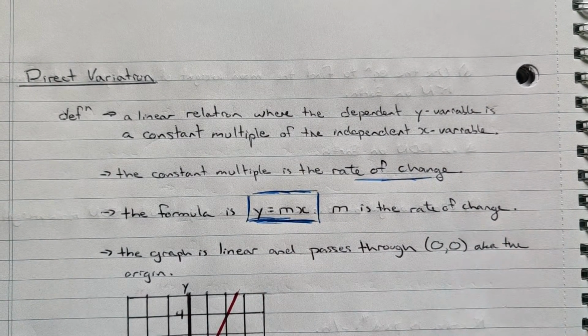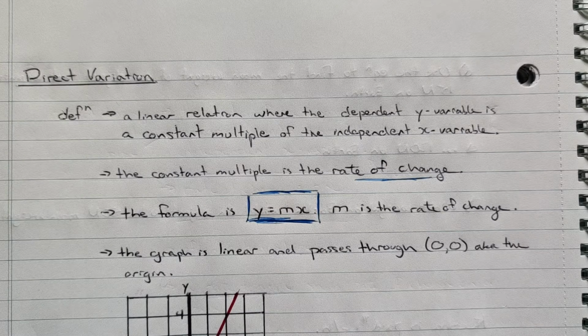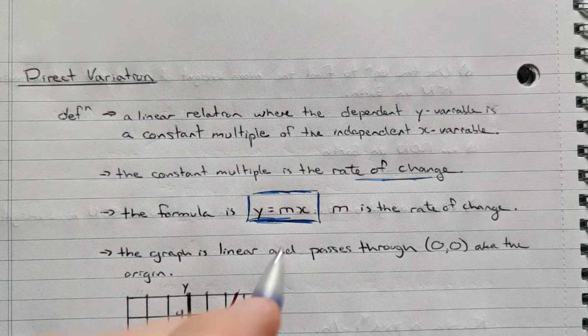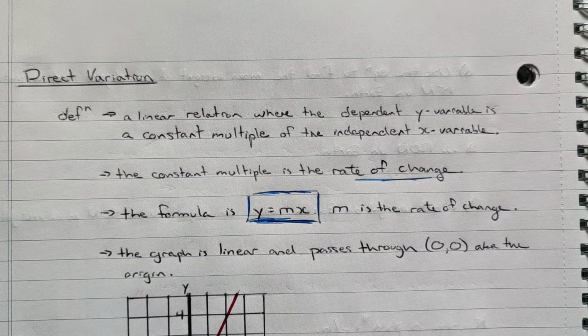I believe the textbook often uses k, but I'm going to use m because later on we're going to put this together into a formula that most of your teachers in the future will use, called y equals mx plus b, the equation of a line. So we're going to stick with m as our value. M is the number we're multiplying by, whatever specific number.